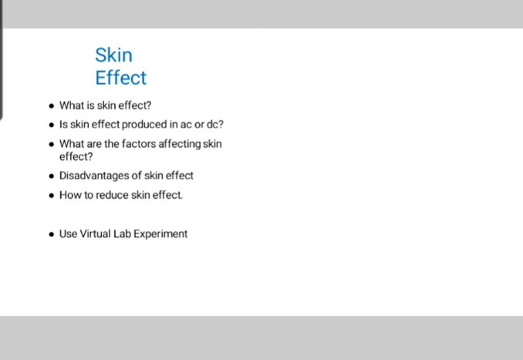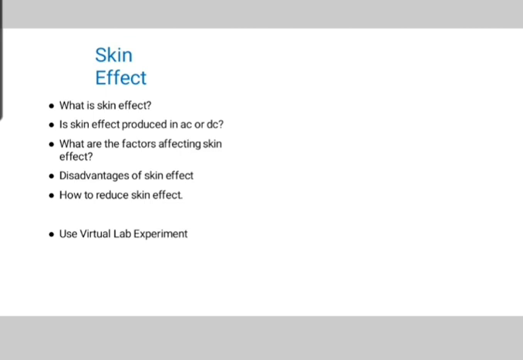So the AC current density J in a conductor decreases exponentially from its value at the surface according to the depth d from the surface. So delta is called the skin depth, and the skin depth is defined as the depth below the surface of the conductor at which the current density has fallen to about 0.37 of J_s.